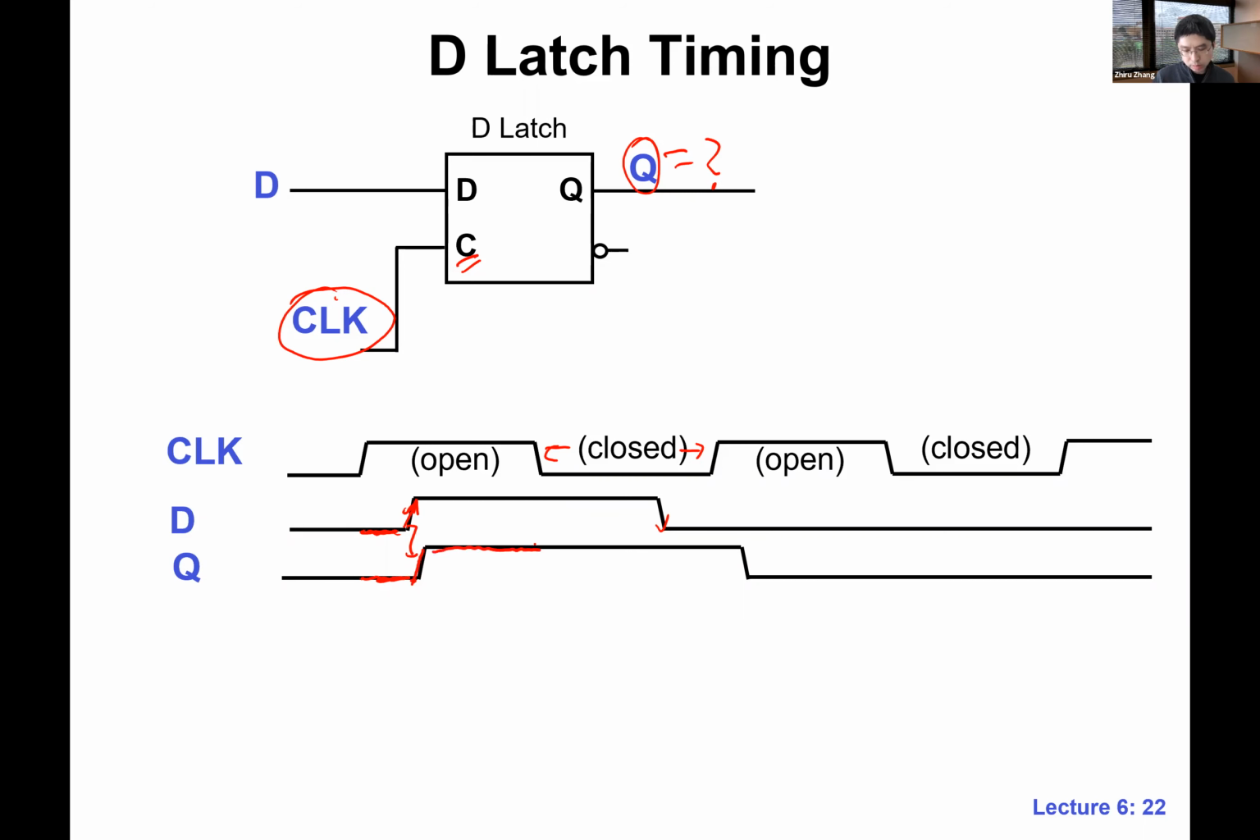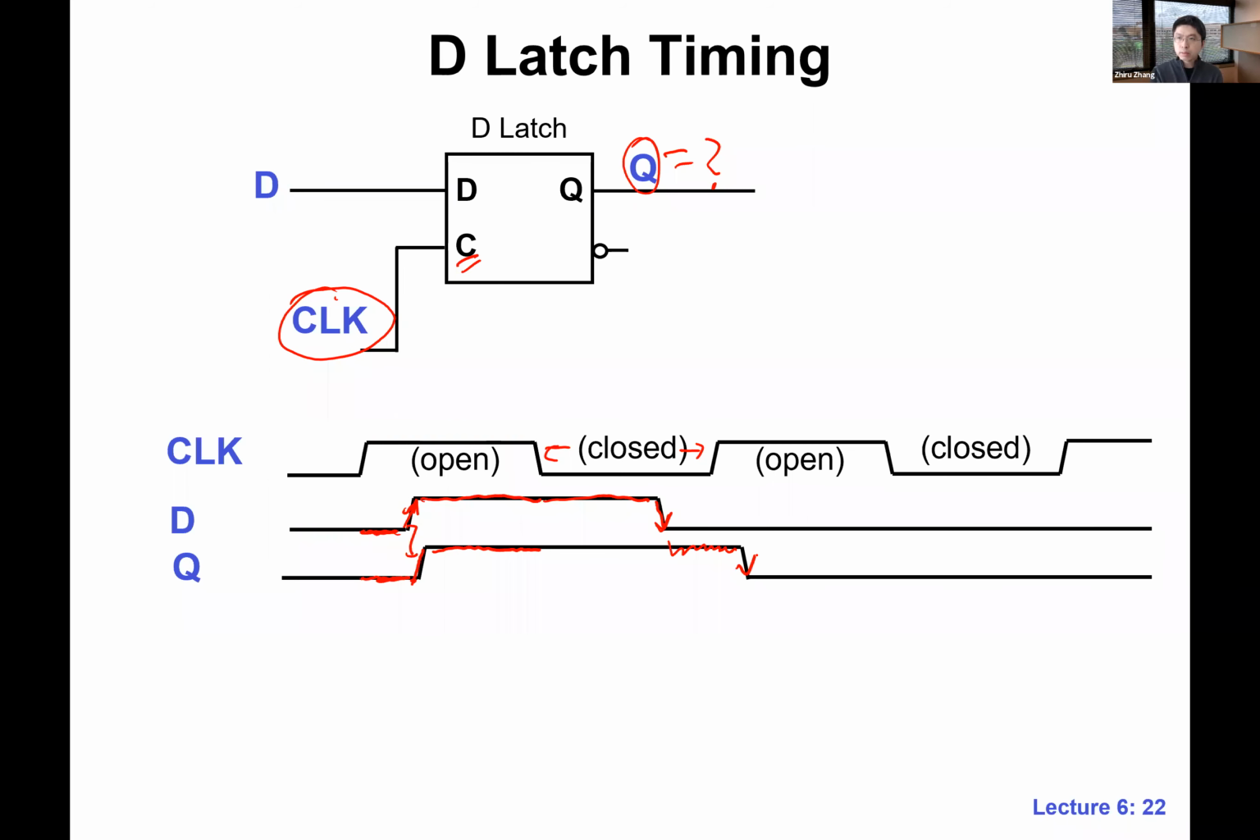And it holds, because D remains the same. Over here, D changes from 1 to 0, but this is an important period. This is a related question I asked you. Q does not change right away because the D latch is closed. So Q changes over here, when the latch becomes open.